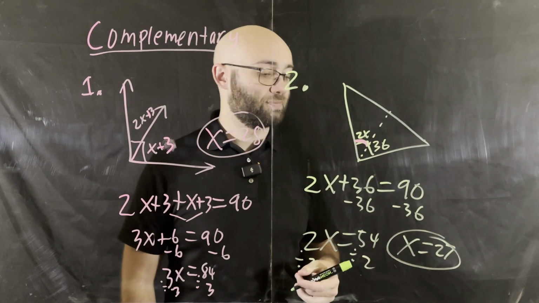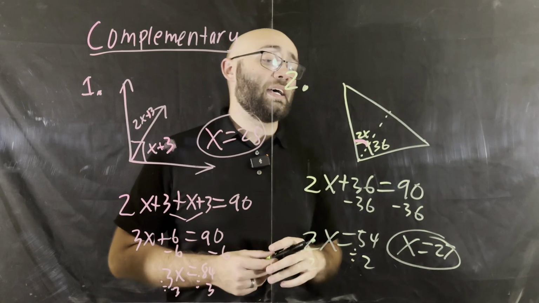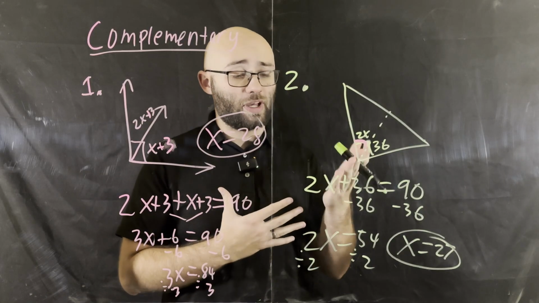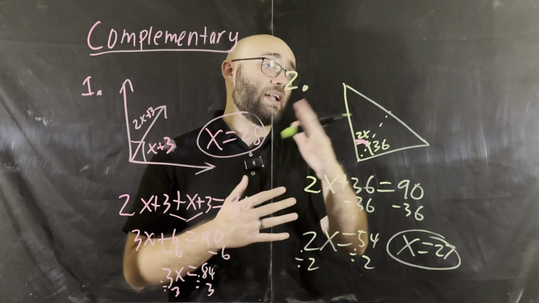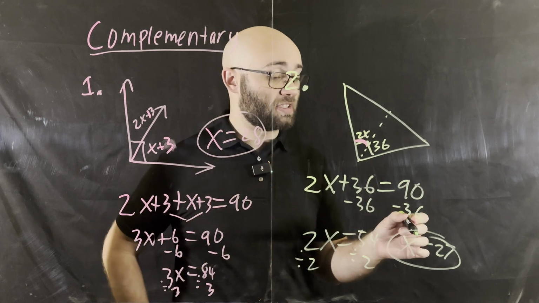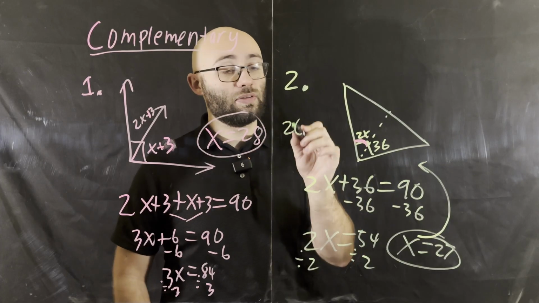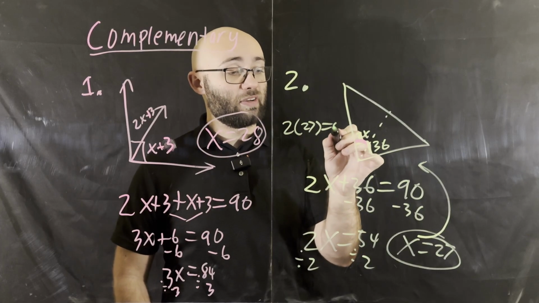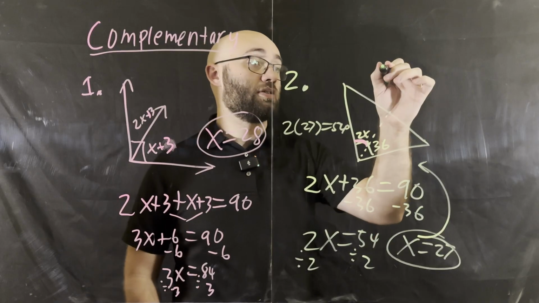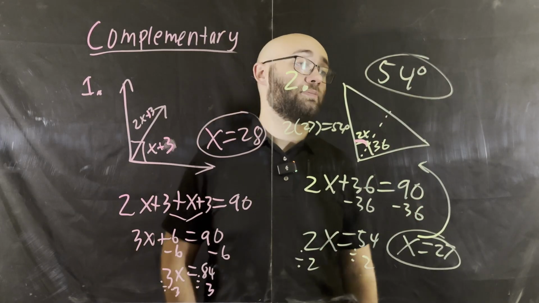Or am I, right? Because, guess what? I asked for the angle measurement of that one. I kind of mentioned it earlier. I didn't write it down. I should have. Apologize. But I was asking for the measurement of the angle. So you have to take this x and you have to plug it in. So it should have been 2 times 27, and that would have given me 54 degrees. So 54 degrees is my answer right there.